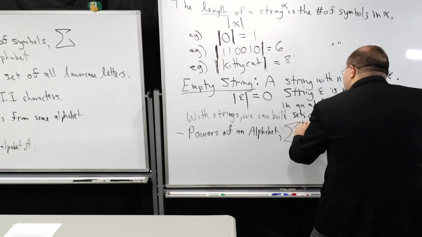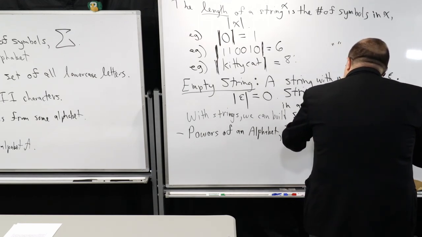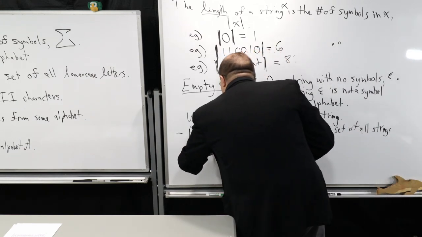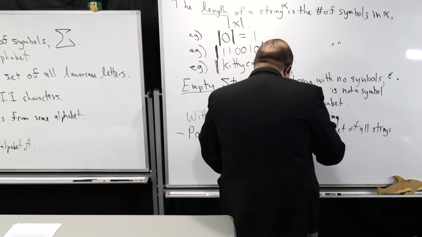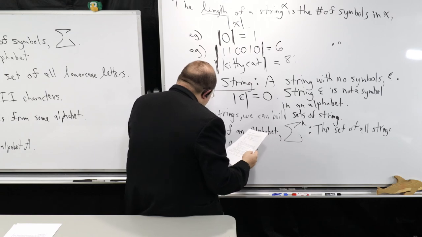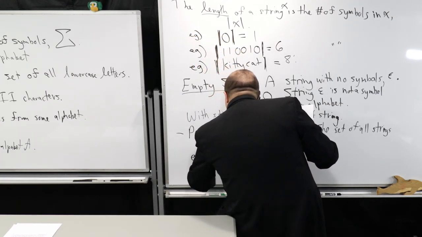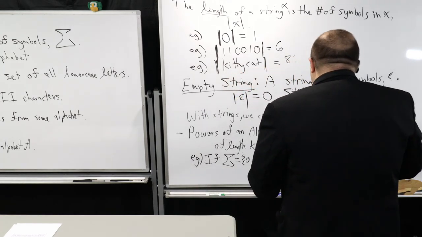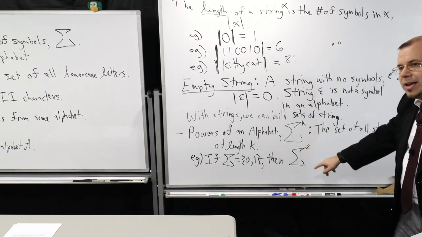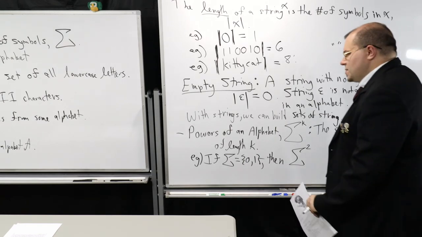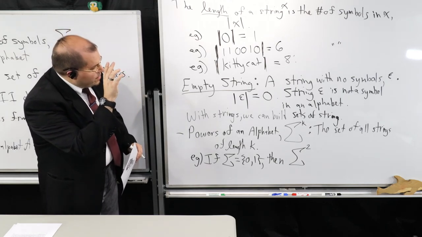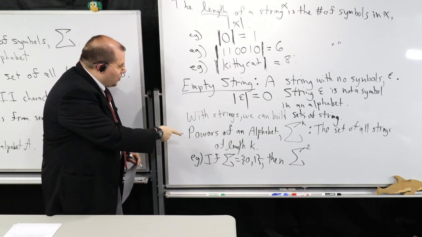I'm going to denote it as sigma with a superscript k. This is the set of all strings of length k. So let me give you some examples just to motivate this. For example, if I consider the binary alphabet, if sigma is equal to {0, 1}, then if I give you sigma squared, if I write a 2 right here, could somebody tell me what this set will look like? What is that set going to look like? So think about it. It's the set of all strings of length 2, right? And it's over 0 and 1.